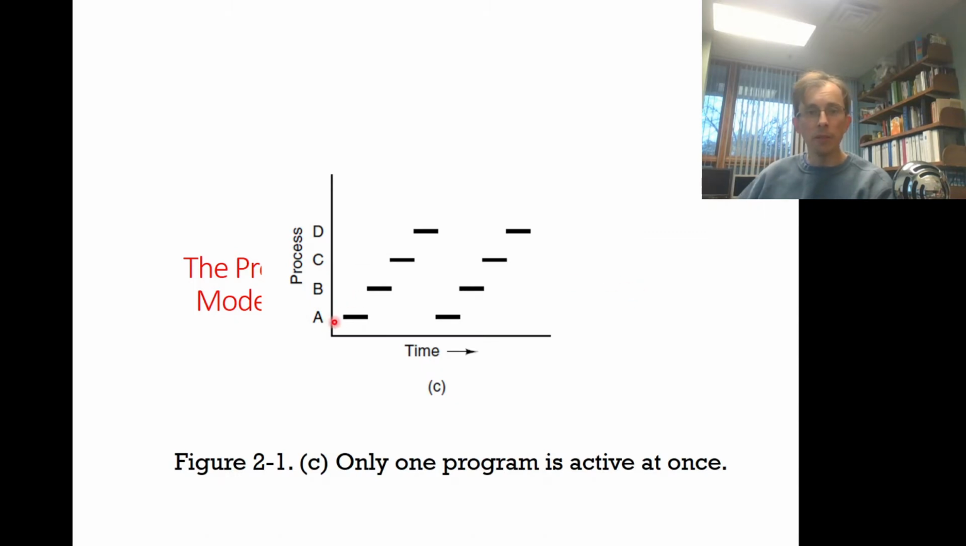So here we can see, over a long enough period of time on the x-axis versus the process of these individual sequential processes on the y-axis, that only at any one time is anyone running. You see A runs, and then B runs, and C runs, and D runs, and then back to A, B, C, and then D in a round-robin fashion.